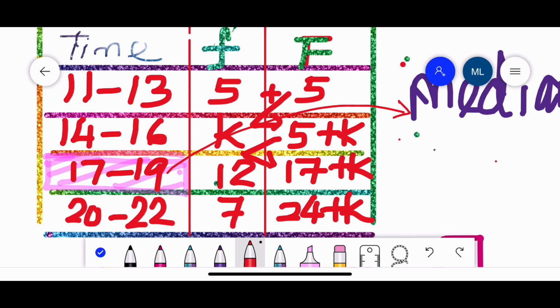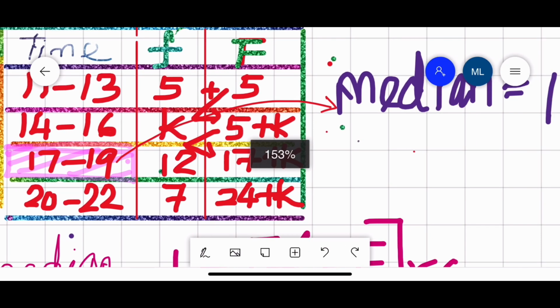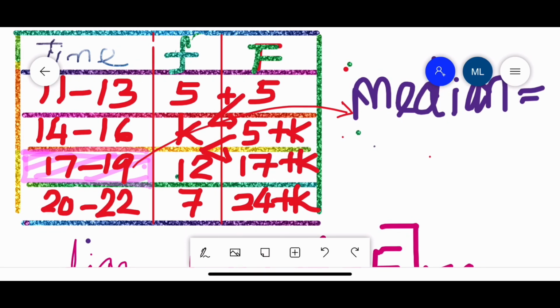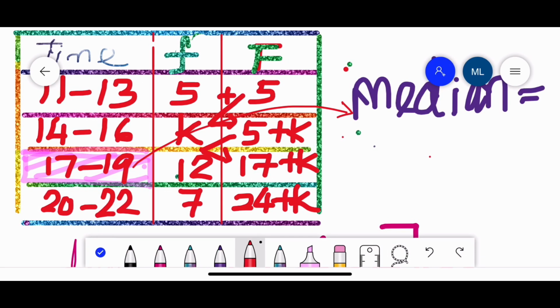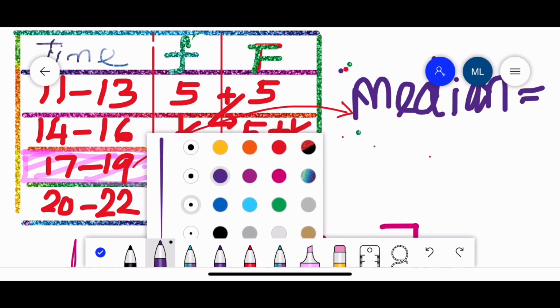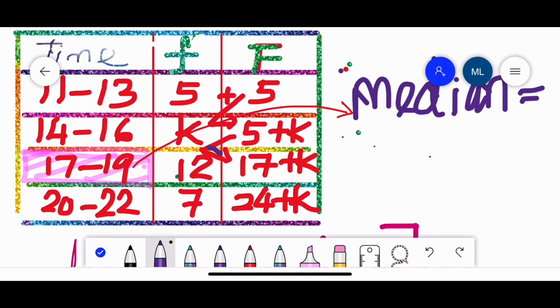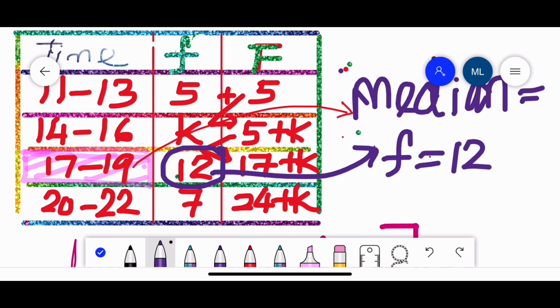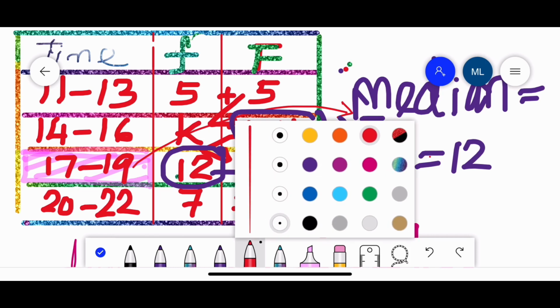Still remember I asked you to draw the triangle. You can draw a triangle connecting 12 to 5 plus k. From 17 to 19, that is the median class. So we have our small f is 12, right? That is the frequency at the median class. And the big letter F is the cumulative frequency before the median class. Very important, before the median class.